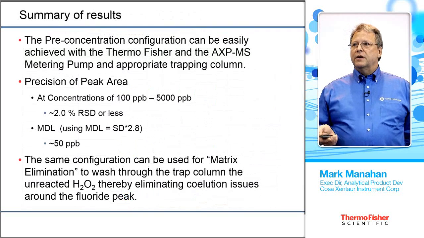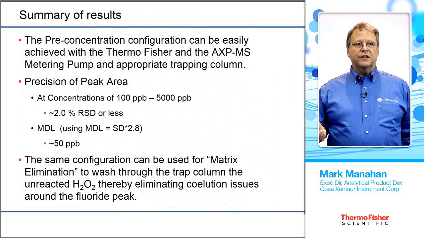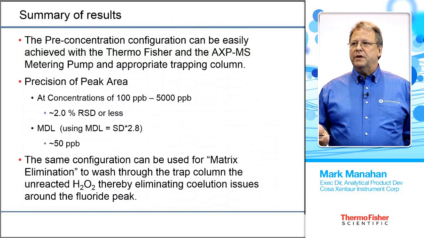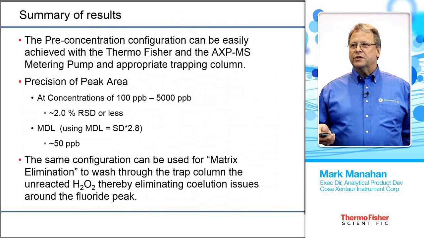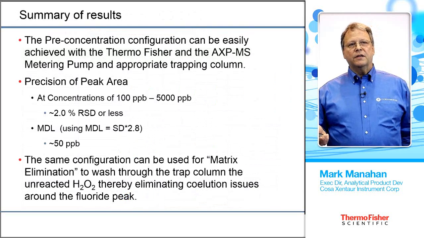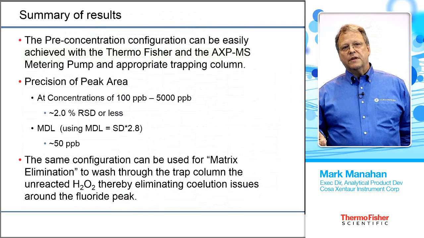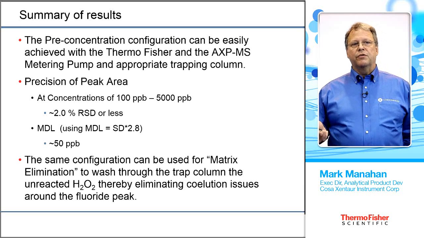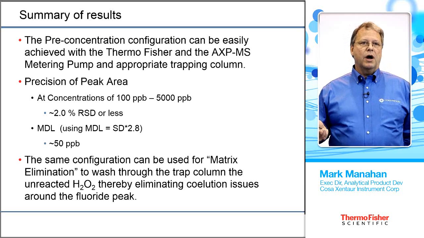So the summary. Pre-concentration can be easily configured to past systems or any new system. At concentrations of 100 to 500 ppb, you're looking at an RSD of roughly 2% or less. Based upon the data we've generated so far, we believe that the MDL, or minimum detection limit, is going to be around 50 parts per billion for the sample. And the same system will remove peroxide interference on the fluoride peak if you're trying to measure sulfur and peroxide is required.